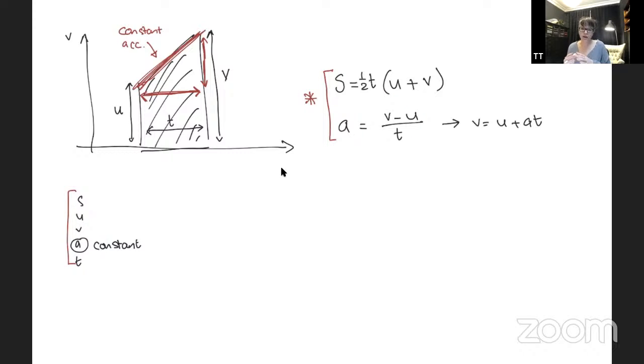So the question that is set in the exam is to use the VT graph to show that, and then they choose one of the 3 SUVAT equations that isn't one of these two. And what you do is you do simultaneous equations. So have a go now. Try to use this one.